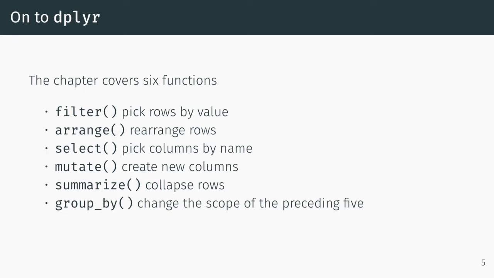And so that's so much for the basics. Let's go on to dplyr. So this chapter covers 6 functions. There's the function filter, which picks rows by value. Arrange rearranges rows. Select picks columns by name. Mutate creates new columns. Summarize collapses rows. Group by changes the scope of the preceding 5.